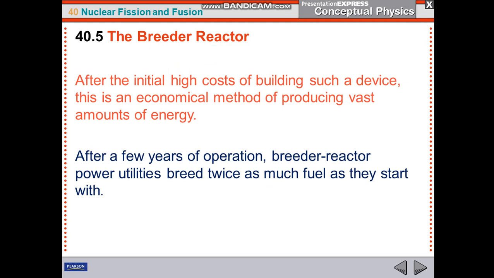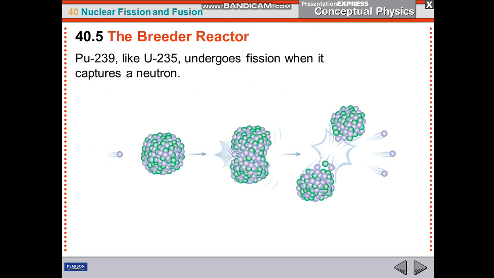After the initial high cost of building such a device, this is an economical method of producing vast amounts of energy. After a few years of operation, breeder reactor power utilities breed twice as much fuel as they start with. So this is what we expect in the future. Plutonium 239, like uranium 235, undergoes fission when it captures a neutron. So uranium 235 and plutonium 239, they both undergo fission when they capture a neutron.